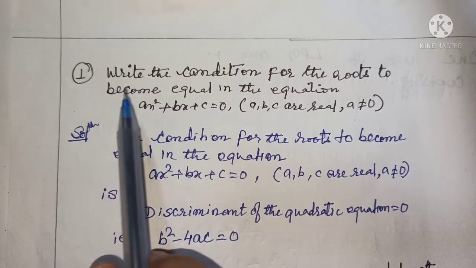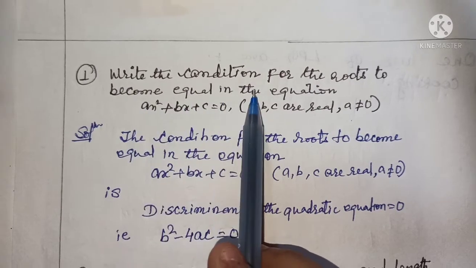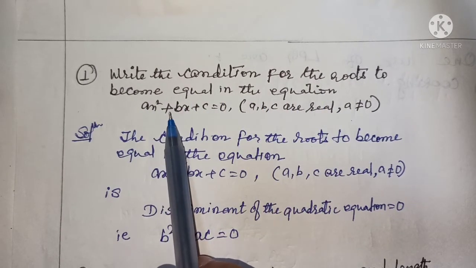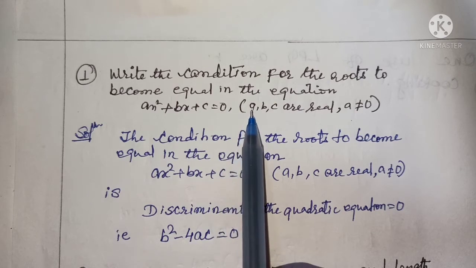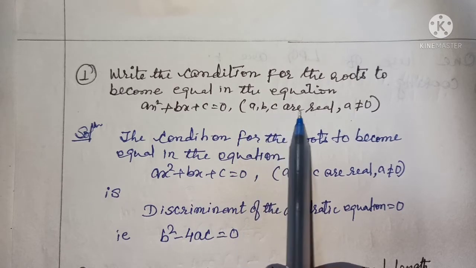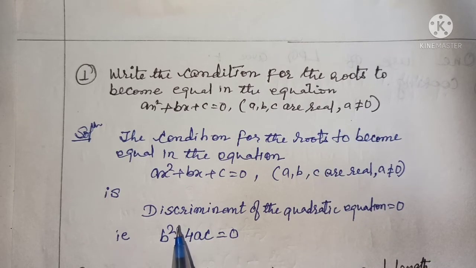Question number 1. Write the condition for the roots to become equal in the equation ax square plus bx plus c equals to 0, where a, b, c are real and a not equal to 0. So we have to write the condition.